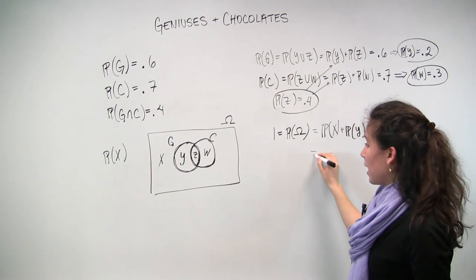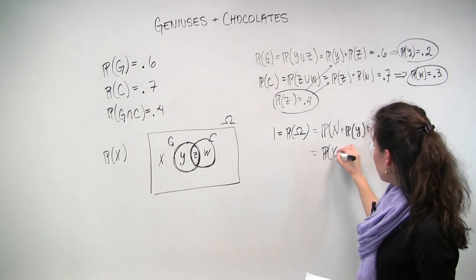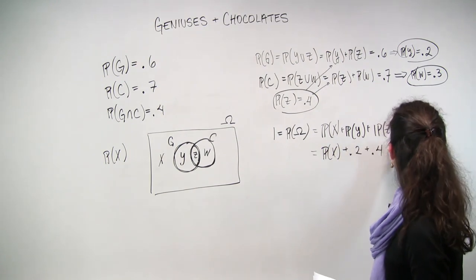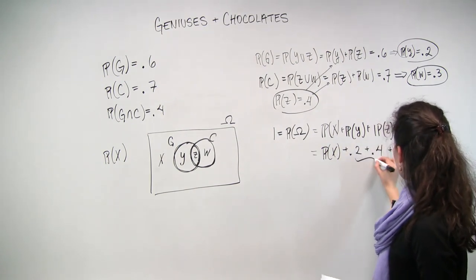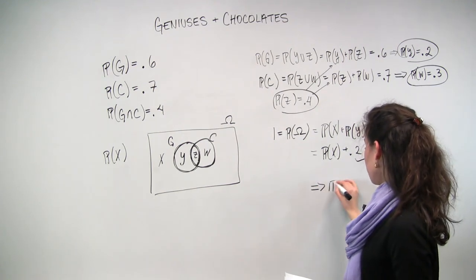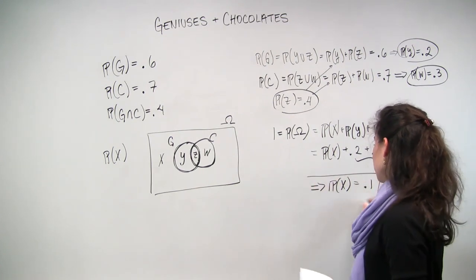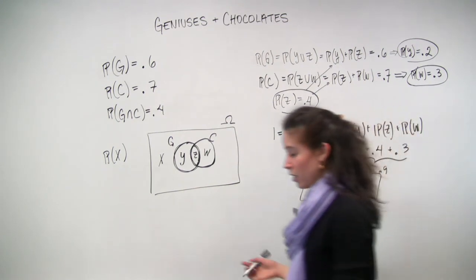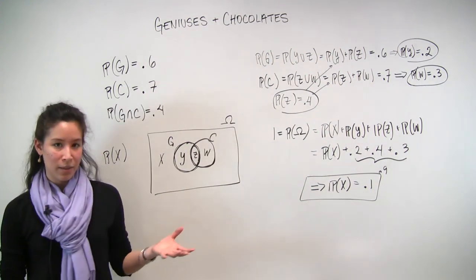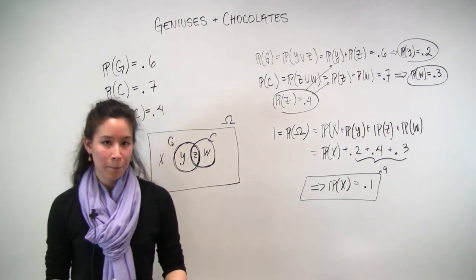And now we can go ahead and plug in the values that we solved for previously. So we get probability of X plus 0.2 plus 0.4 plus 0.3. These sum to 0.9, so with simple arithmetic, we get that the probability of X is equal to 0.1. So we're done because we've successfully found that the probability that a randomly selected student is neither a genius nor a chocolate lover is 0.1.